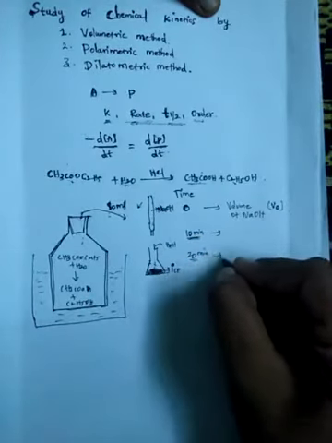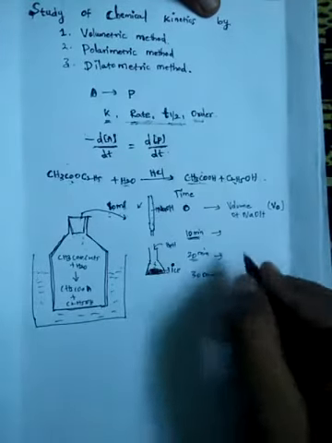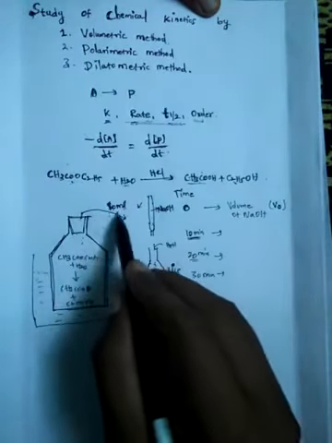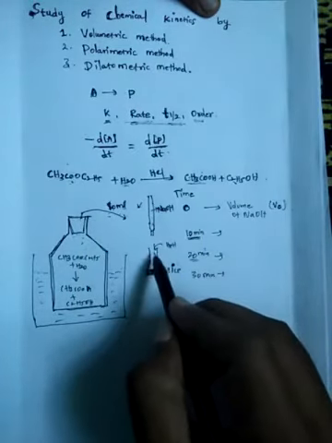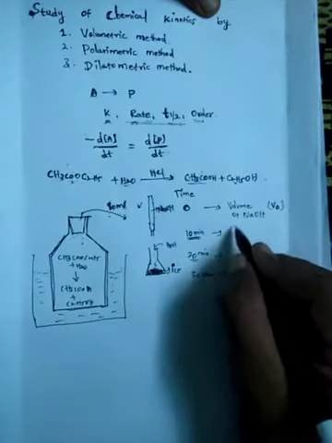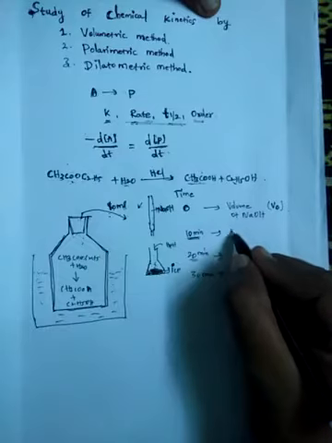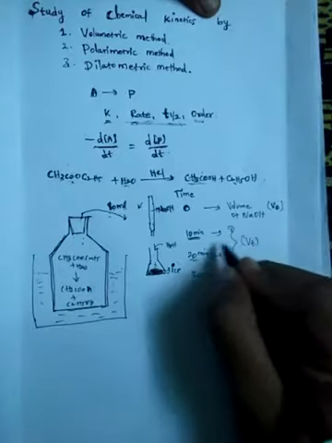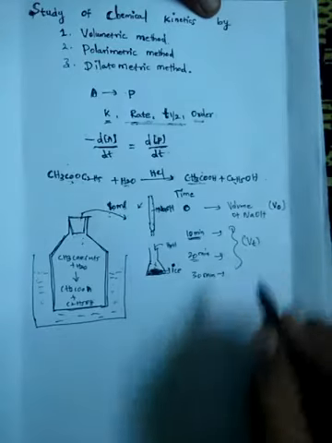At the 20th minute, the same procedure is repeated. At the 30th minute, the same procedure is repeated. So at every 10 minutes time interval, I'm taking out 10 ml of the reaction mixture and transferring it into a conical flask containing ice, and phenolphthalein is added. This content is reacted with sodium hydroxide, and I'll find out the corresponding volume of sodium hydroxide required. Generally I'll call it Vt. At various time intervals, the volume of sodium hydroxide required is noted as Vt.